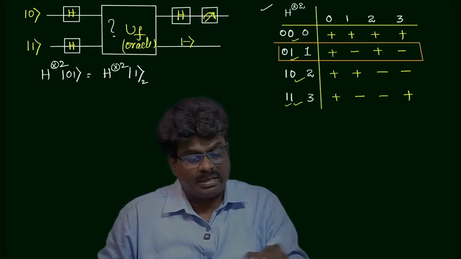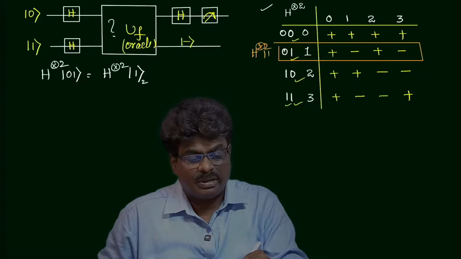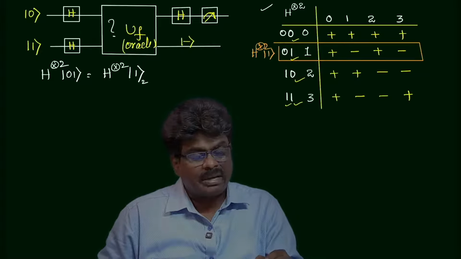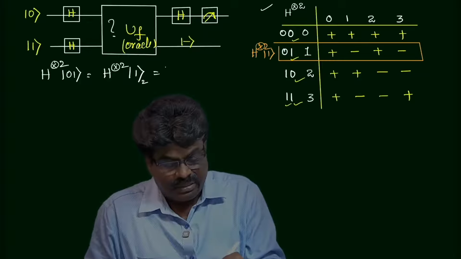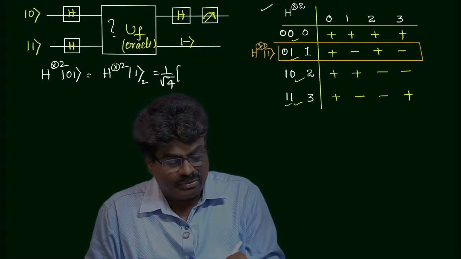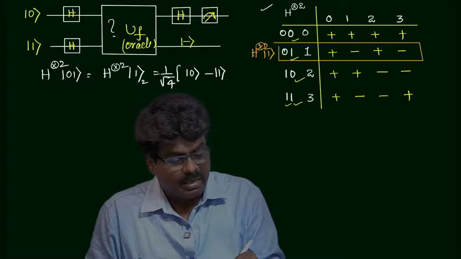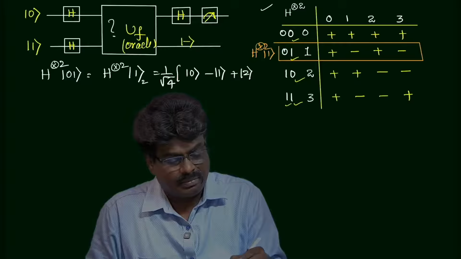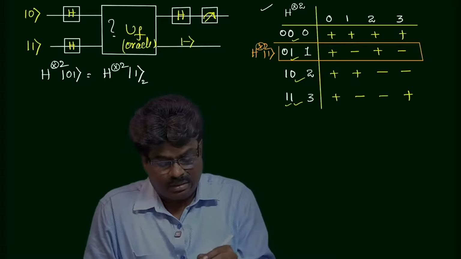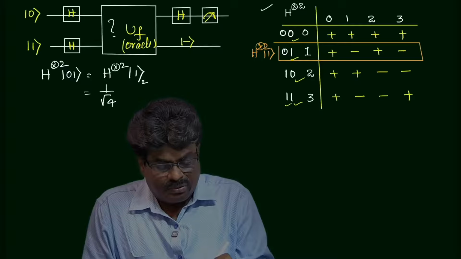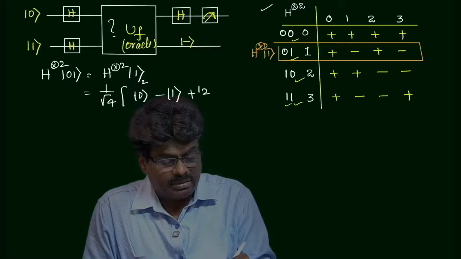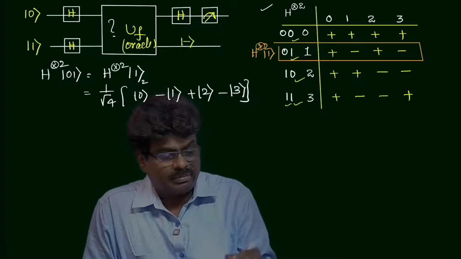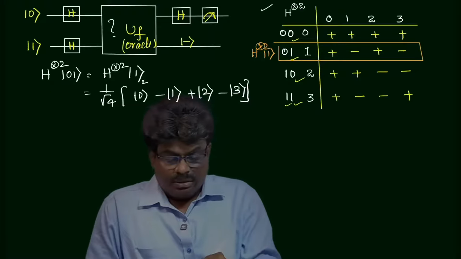So this is nothing but H tensor 2 operates on 1. So you got plus minus plus minus. Earlier also we got the same thing. So from the table we are writing here. So this is nothing but 1 over root 4, because 4 states are there. 0 minus 1 plus 2 minus 3. I will write here. So 1 over root 4 times (0 minus 1 plus 2 minus 3). Right. Fine.